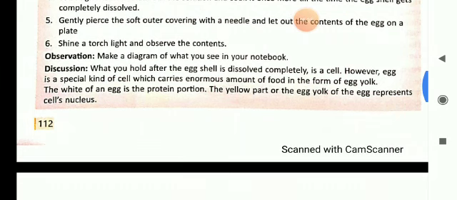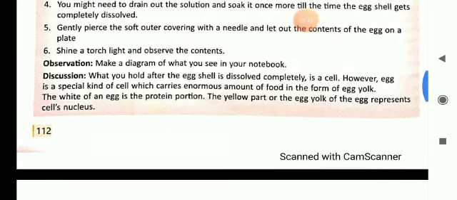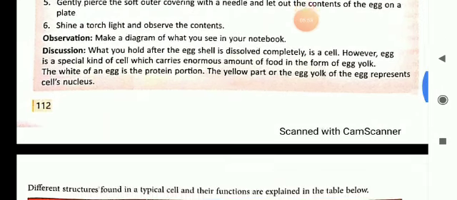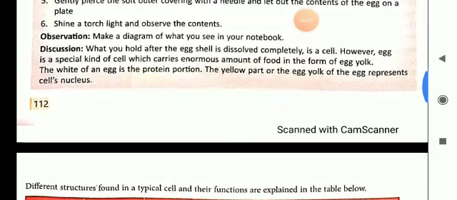However, egg is a special kind of cell which carries an enormous amount of food in the form of egg yolk. The yellow portion of the egg represents egg yolk. It represents the cell's nucleus. And the white part of the egg is the protein portion. It is protein and it is known as albumin. Egg yolk and albumin. So, this you can see and study about the cell.